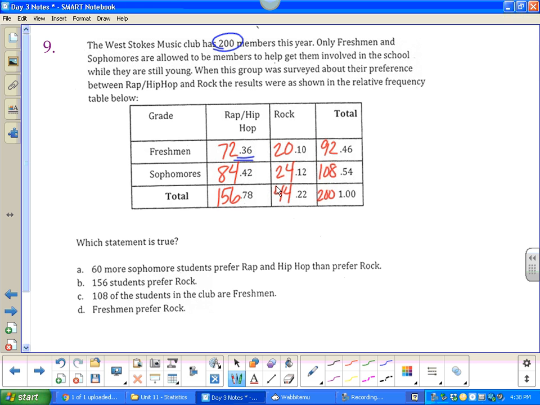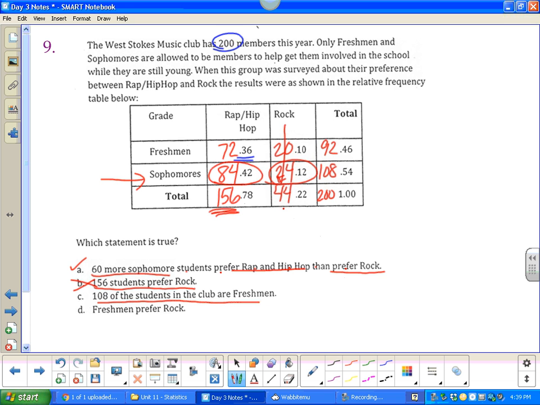Okay, so it says 60 more sophomores like rap and hip hop than rock. So I'm looking at sophomores, rap and hip hop, and rock. 60 more sophomore students like rap and hip hop than rock. Well, that looks true, so I like that one. Another option says 156 students like rock. So here's rock, go down to your total. I only have 44. I got 156 that like rap and hip hop, but only 44 like rock.